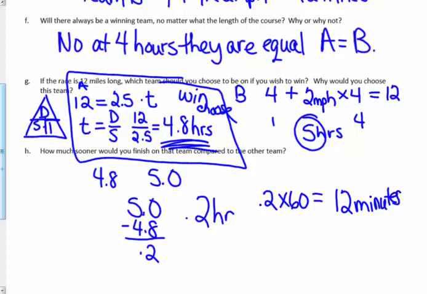We're going to be looking at relationships and distance and time and rate and answering more questions about proportional, and we also saw a non-proportional, Team B. We'll do that again tomorrow.